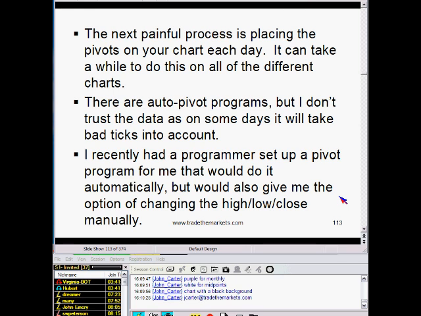The thing about it is there's automatic pivot software, but it was always wrong based on the numbers that I use. So on this software, I just punch in my high, low, and close, and then it draws the lines for me. They're exact, and it's really fast. I really like that, and that's what I do these days on TradeStation.